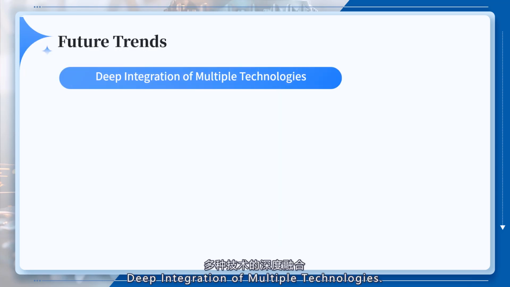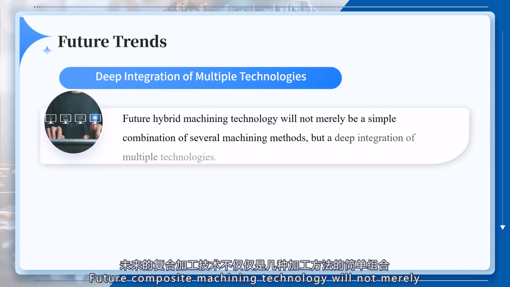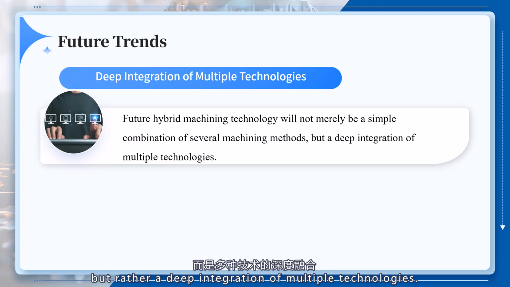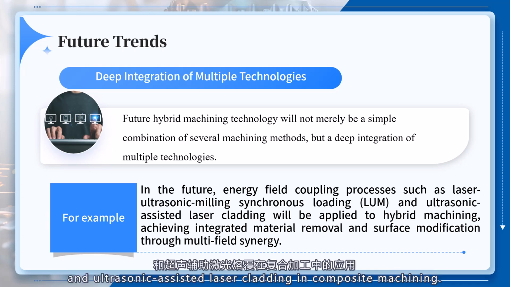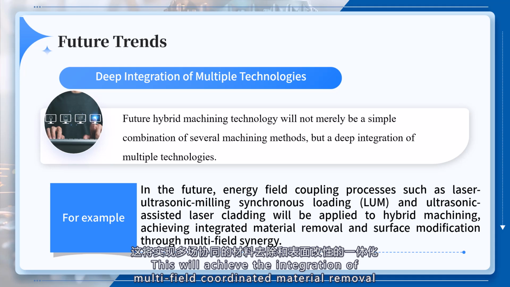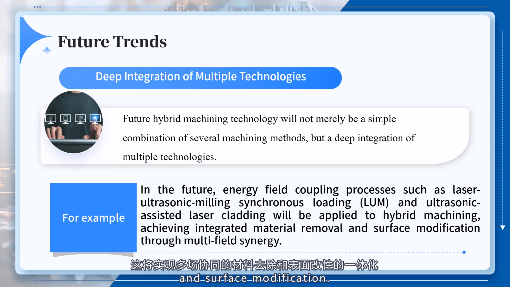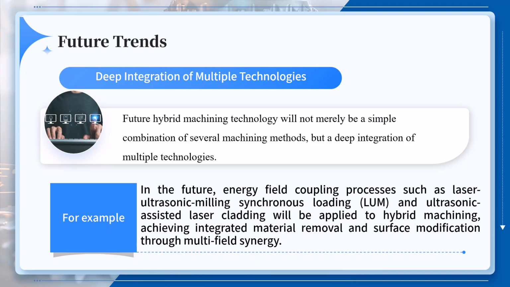Deep integration of multiple technologies. Future composite machining technology will not merely be a simple combination of several machining methods, but rather a deep integration of multiple technologies. For instance, future applications may include energy field coupling processes such as laser ultrasonic milling, synchronous loading, and ultrasonic assisted laser cladding in composite machining. This will achieve the integration of multi-field coordinated material removal and surface modification.